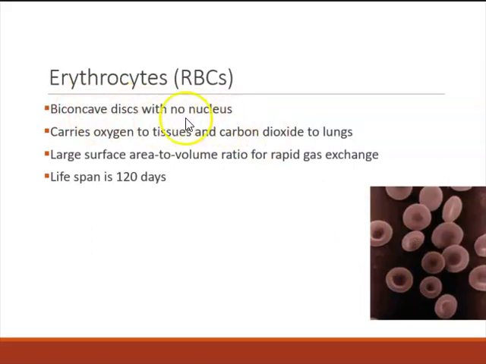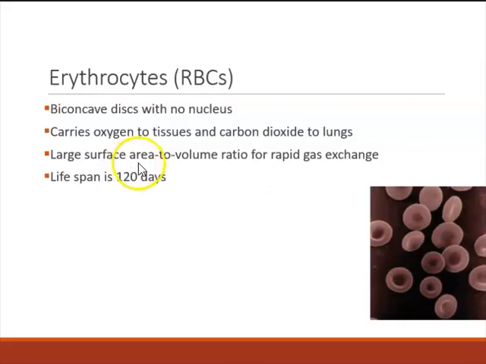Mature red blood cells have no nucleus. Immature red blood cells are called reticulocytes, and they will have a nucleus, but we don't want to see immature red blood cells because that means we don't have enough mature red blood cells to carry out the specific functions of these cells. Red blood cells, or erythrocytes, carry oxygen to tissues and carbon dioxide to lungs. They have a protein called hemoglobin, which enhances the oxygen carrying capacity of these cells.